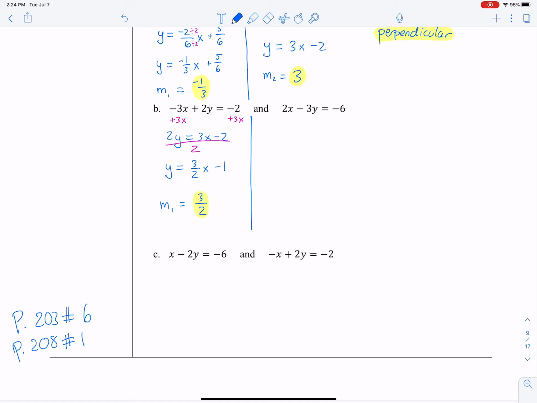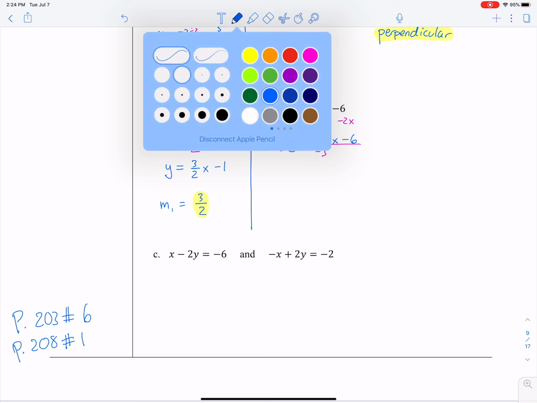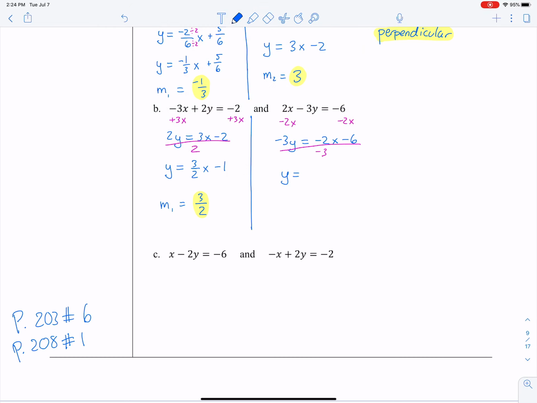Next one, I'm going to start off moving my 2x over. So now I have negative 3y is equal to minus 2x minus 6. I'm going to divide everything by negative 3. So I get y is equal to, here I have a double negative, so those cancel, 2 over 3x plus 2. So in this case, my slope is 2 over 3.